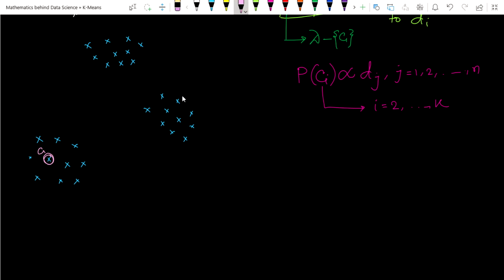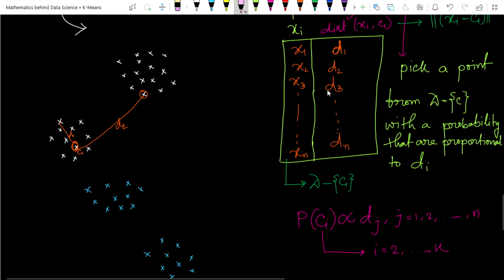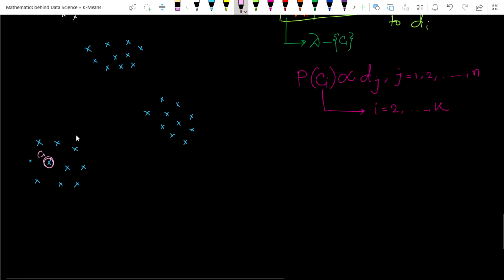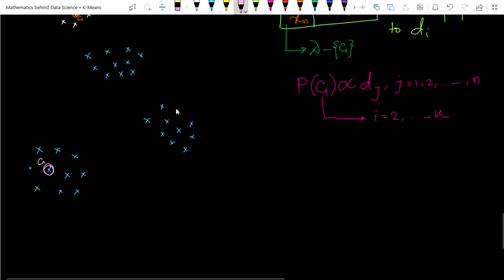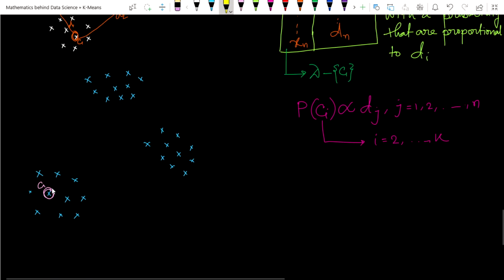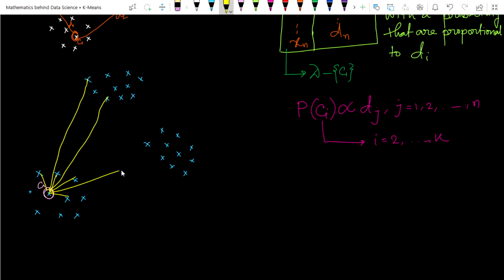Now the first thing that we have to do is calculate the squared distance from this point to the rest of the points. So we make the distances from here to here, here to here, and so on. Such kinds of distances we first have to calculate.